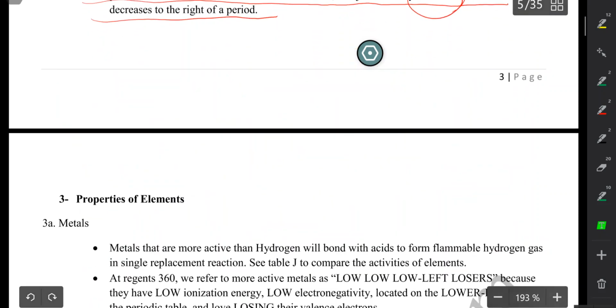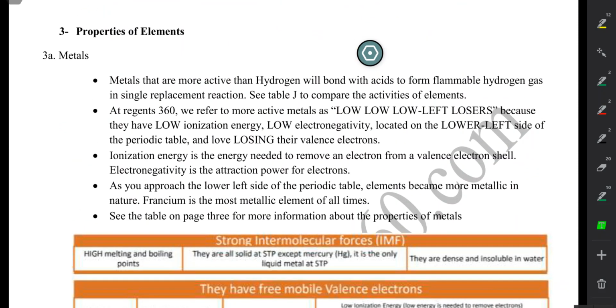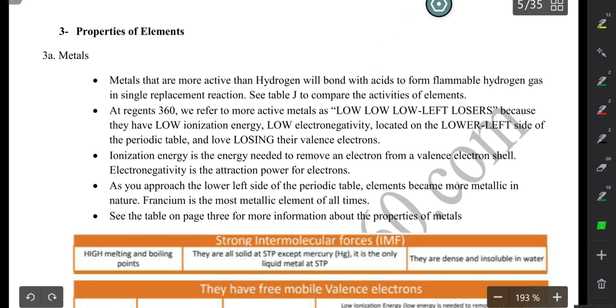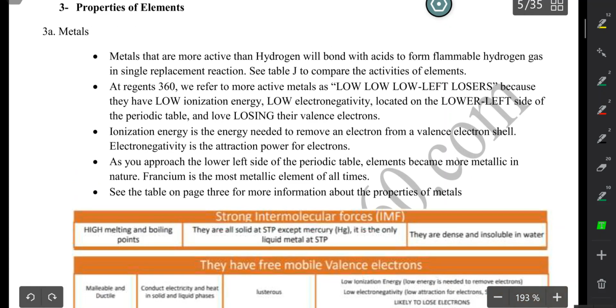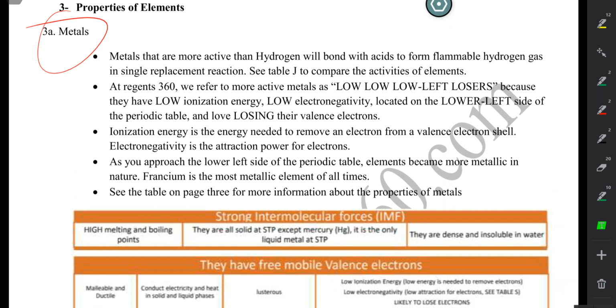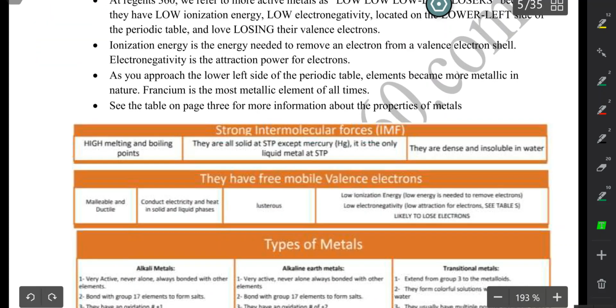Going back. Properties of elements. As we discussed earlier, there are 4 types of elements: metals, nonmetals, metalloids, and radioactive elements. We're not going to talk much about radioactive elements until we get to nuclear chemistry, but today we're going to talk about the properties of metals, nonmetals, and metalloids. Okay, metals. Main properties. Let's just discuss this first.